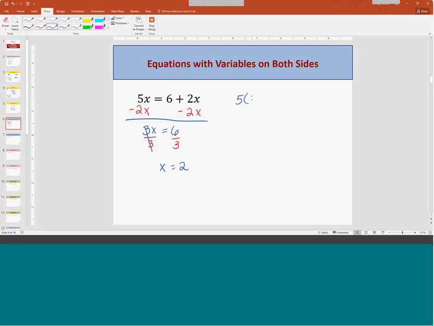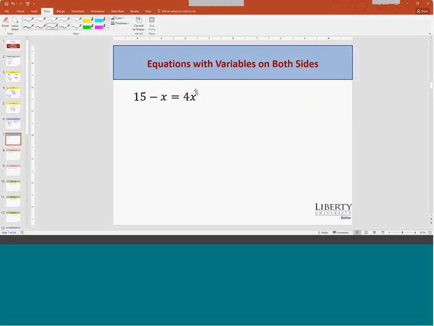You double check that by plugging 2 back into the original equation and see if you've got a balanced equation. 5 times 2 is 10, which is equal to 6 plus 4. And it's a true statement, so I know I found the correct solution for x.